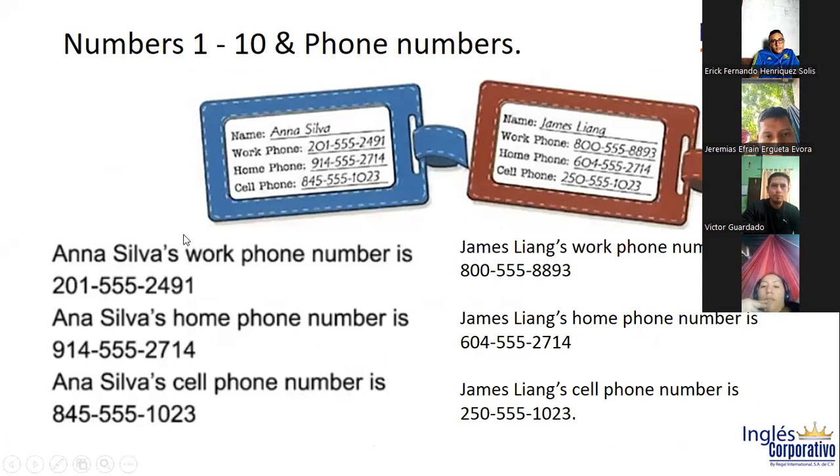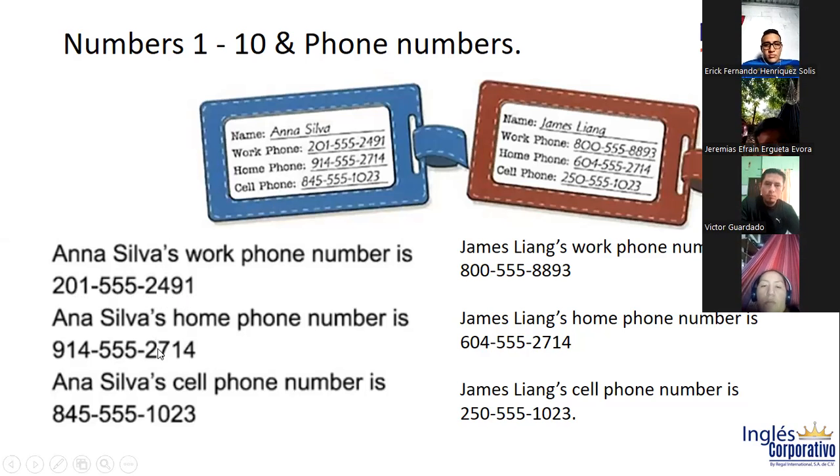For example, we have Ana Silva. We use the numbers to say our age, to say years, to say phone number, ID number. ID is the DUI or identification. So in this case, we have Ana Silva's work phone number, home phone number, and cell phone number. So her work phone number is 201-555-2491. A ver, ¿quién me dice Ana Silva's phone number?